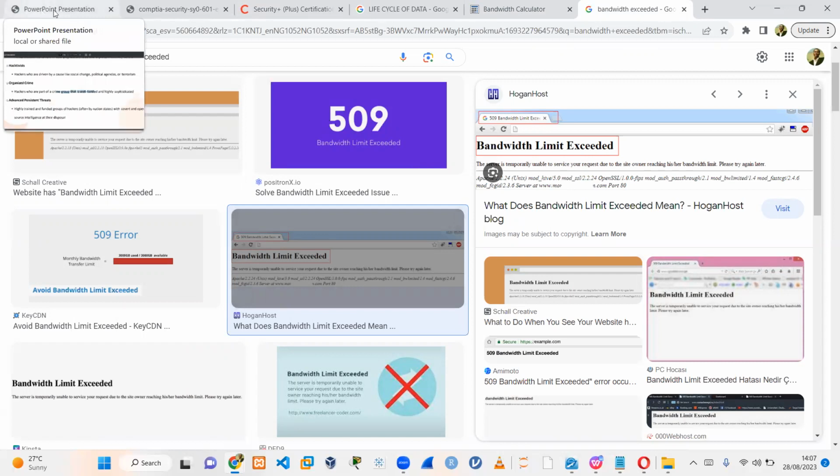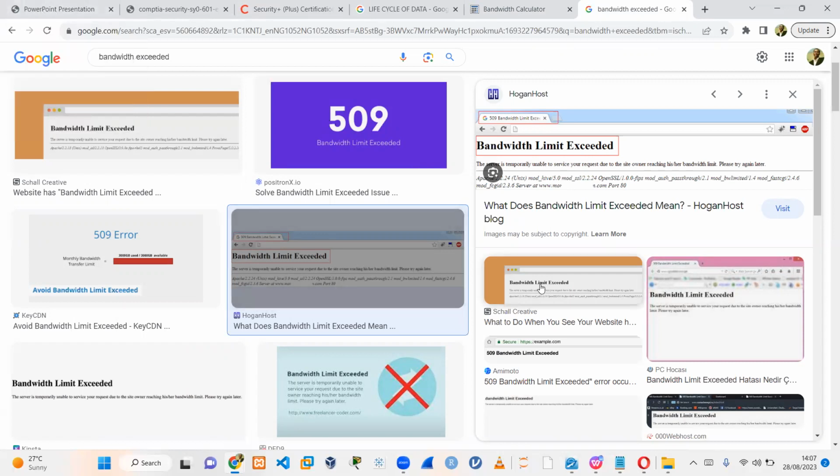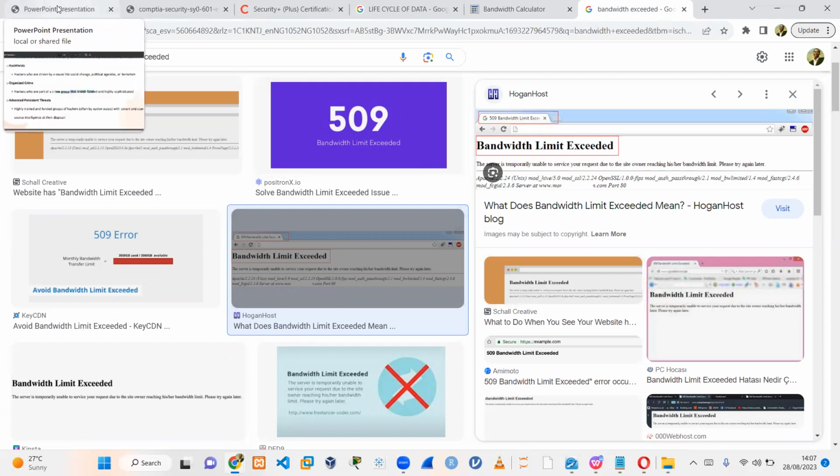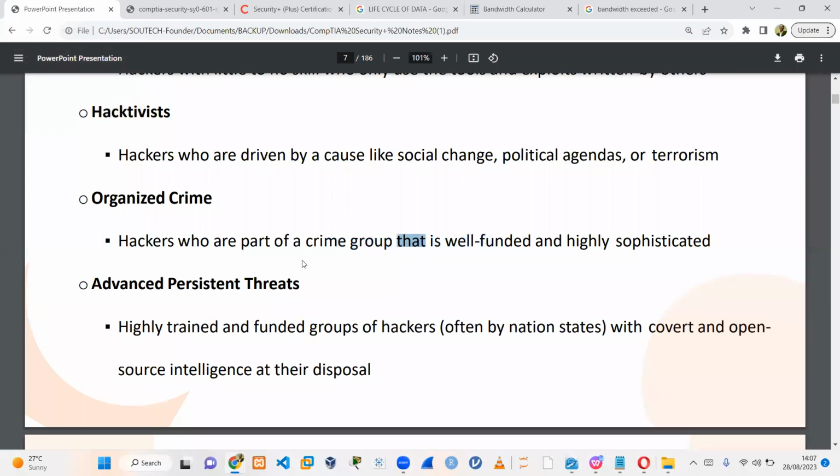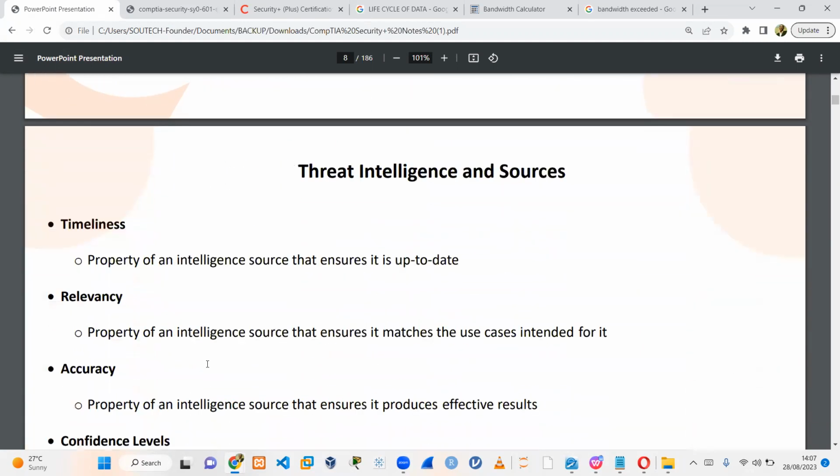So a simple hack can be to flood traffic to a particular application far more than what the site can contain. So as a security analyst, what is going to be your goal? You want to make sure you properly plan and have as much bandwidth as possible in case you have such an attack. Advanced persistent threats are highly trained and funded groups of hackers, often backed by nation states, with covert and open source intelligence at their disposal. These guys have a lot of funds at hand. They can use sophisticated tools. They can create a lot of tools to meet their goals.